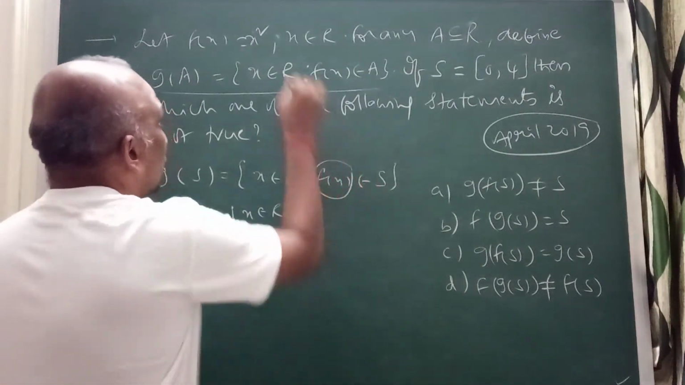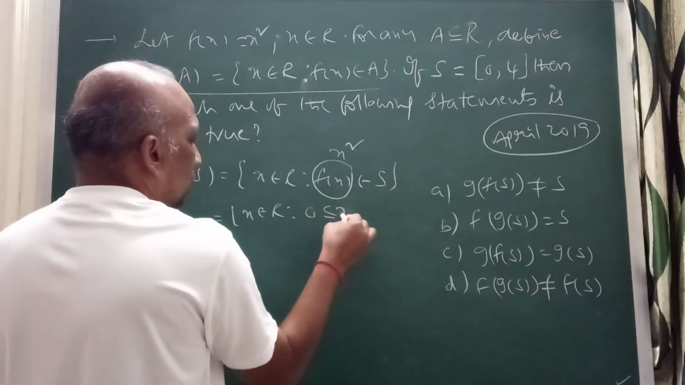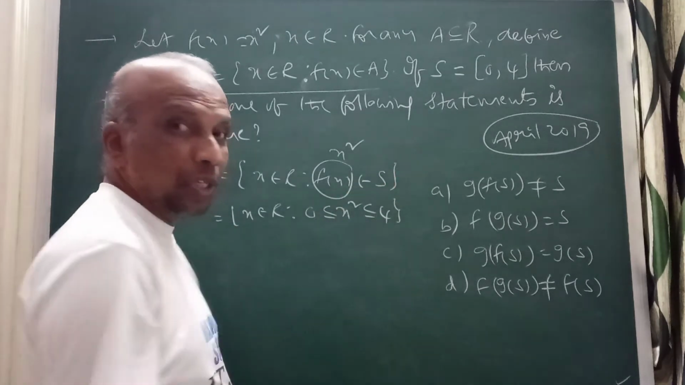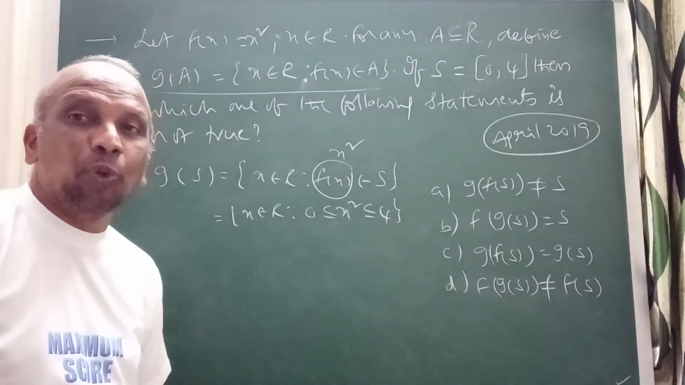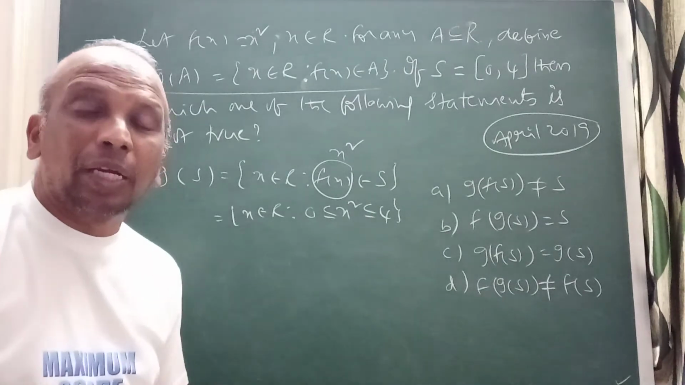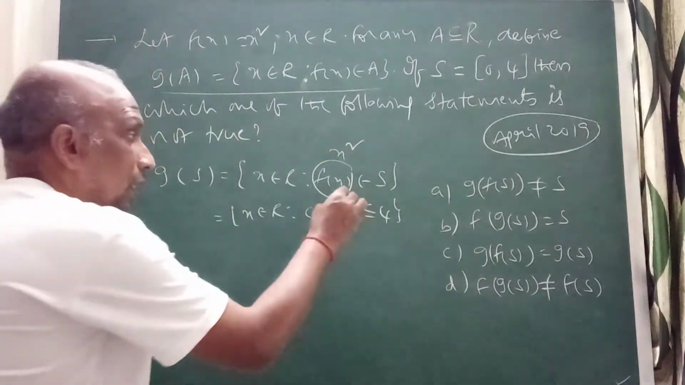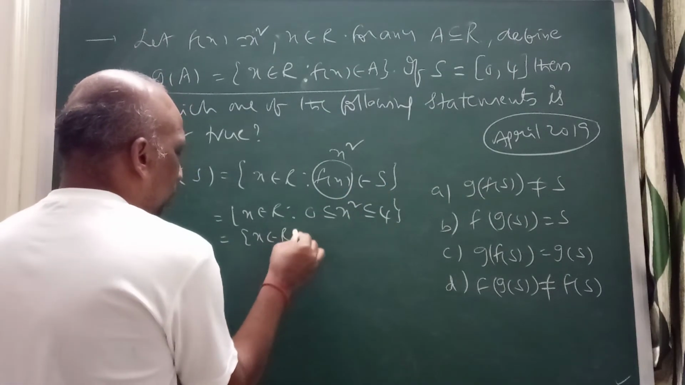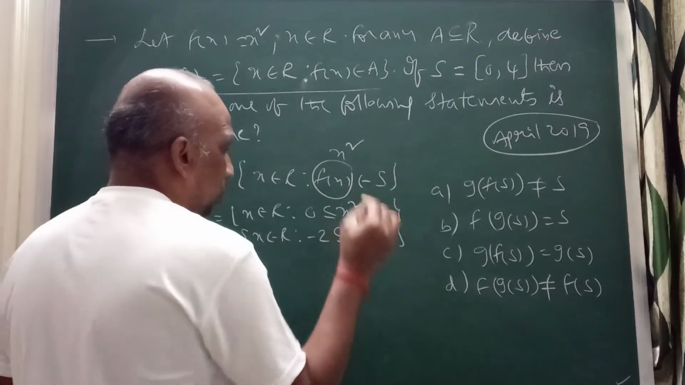f of x is nothing but x square. x square belongs to s means again 0 less than or equal to x square less than or equal to 4. This is the function, right? When x square is less than or equal to 4, x square minus 4 is less than or equal to 0, (x plus 2)(x minus 2) less than or equal to 0, x lies between minus 2 and 2. I can conclude here x belongs to R such that minus 2 less than or equal to x less than or equal to 2, correct?